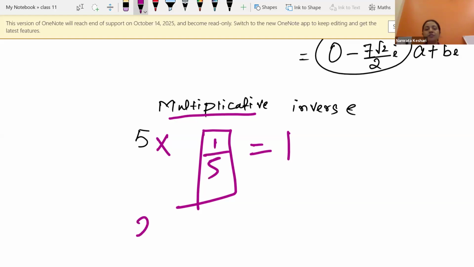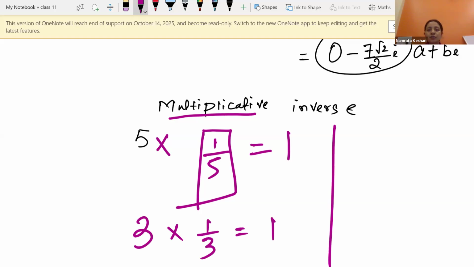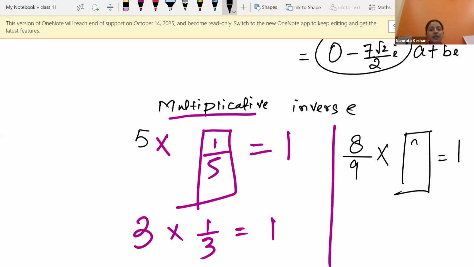What will be the multiplicative inverse of 3? 1 by 3. What will be the multiplicative inverse of 8 by 9? We are thinking, what shall we multiply with 8 by 9 so that the result is 1? So take the reciprocal, 9 by 8. That is multiplicative inverse. Making sense? Yes, ma'am. Okay, that's the meaning of multiplicative inverse.